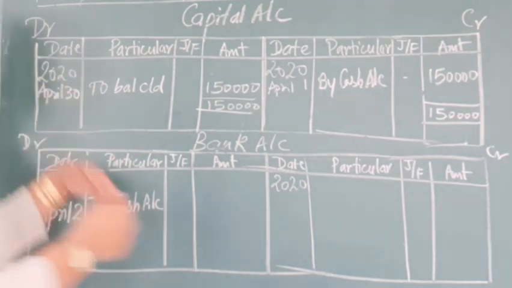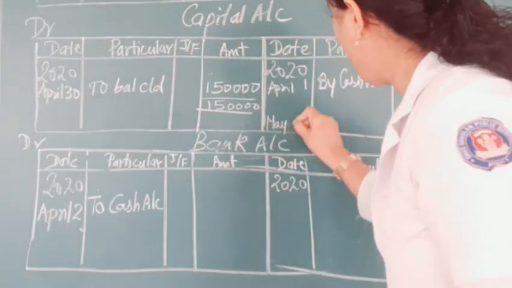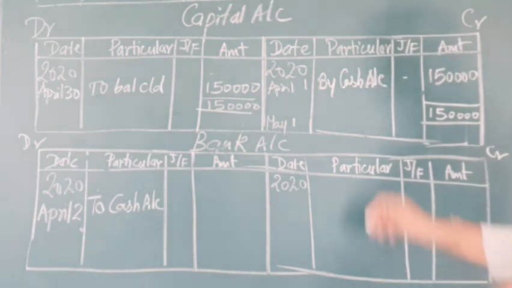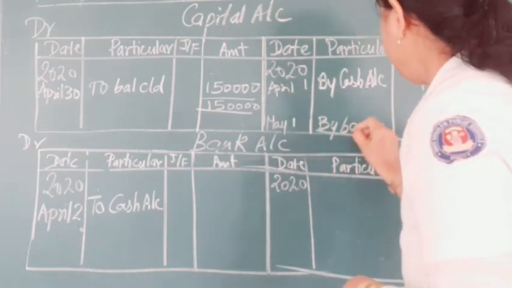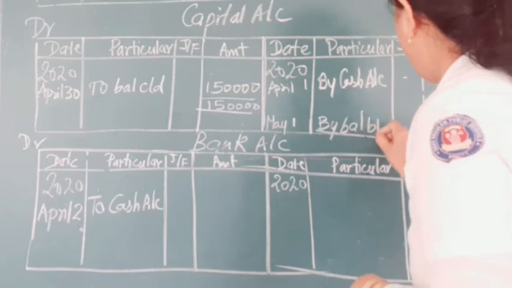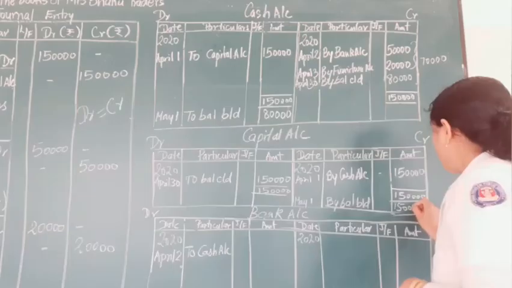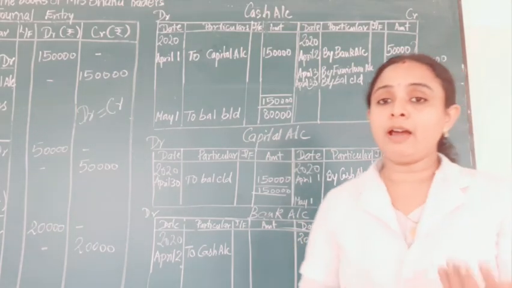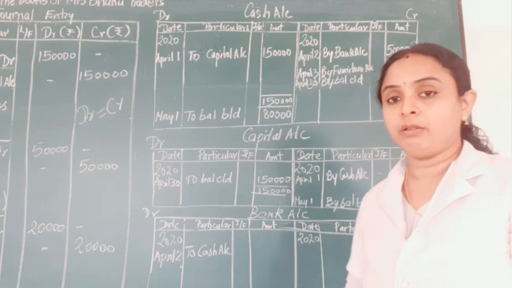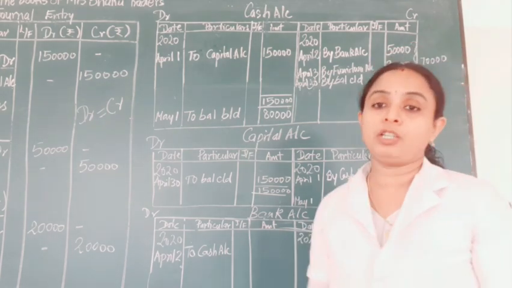So you have to bring it to the next month as May 1. Okay, May 1 you can write here by balance brought down. You are bringing this amount down. So this capital will be there in your next month business also. Same way you have to do for the bank account and the financial account.